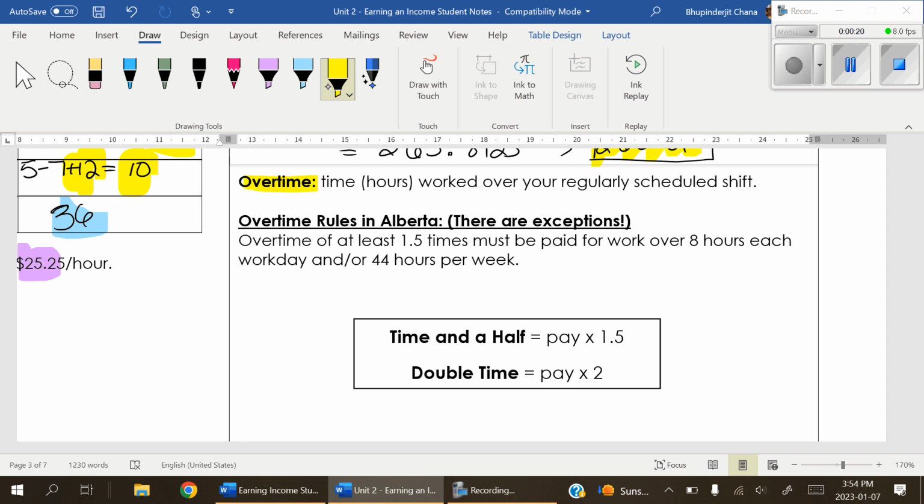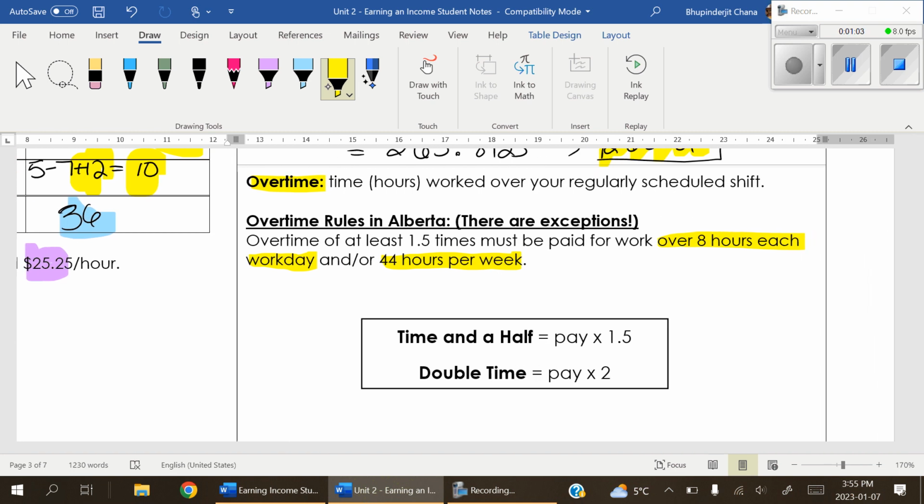There are some exceptions. However, if it's not stated in the question, then you can assume that if one of these two requirements is met, overtime will need to be paid. So in Alberta, overtime of at least 1.5 times must be paid for work over 8 hours each workday and/or 44 hours per week. So if you go over 8 hours a day or over 44 hours a week, then you are eligible for overtime. We're going to assume that this applies in our questions.